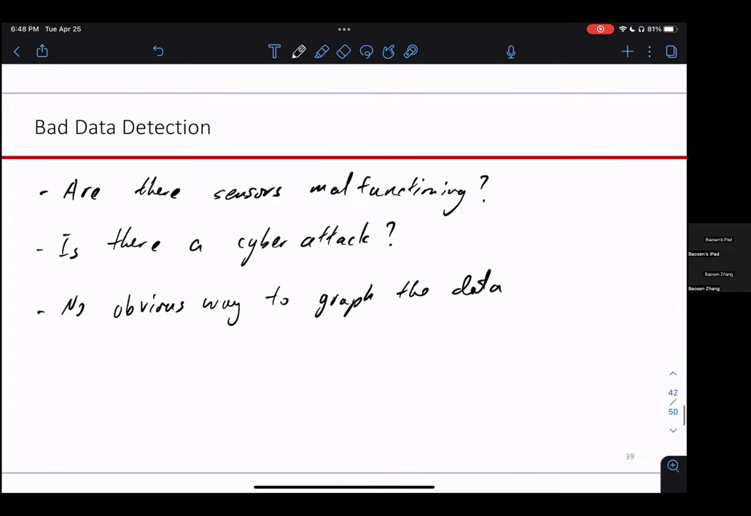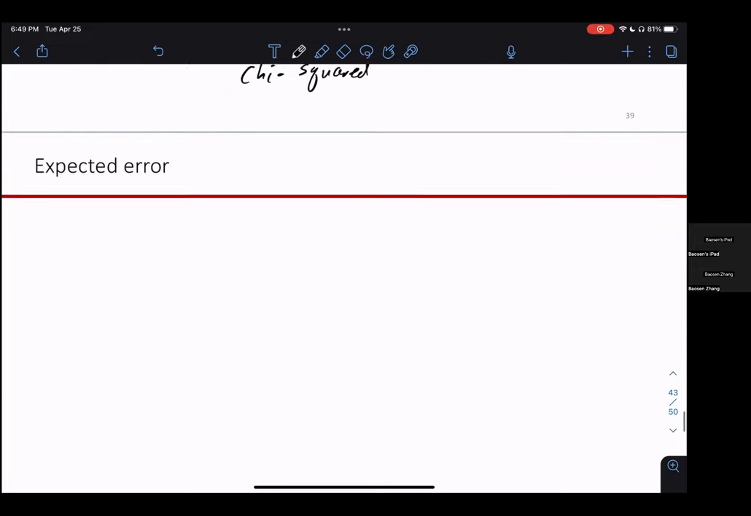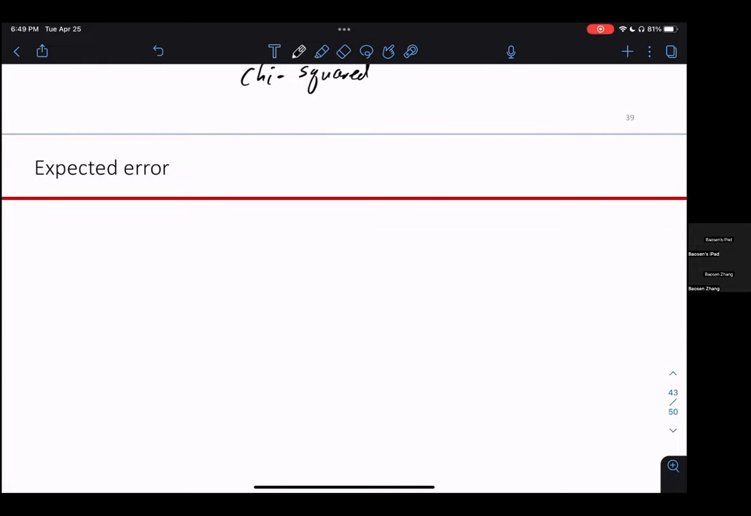So there's a classical technique for this. It's called the chi-square test. This is a Greek letter, chi, so this reads as chi-square. The chi-square test basically computes the expected error.